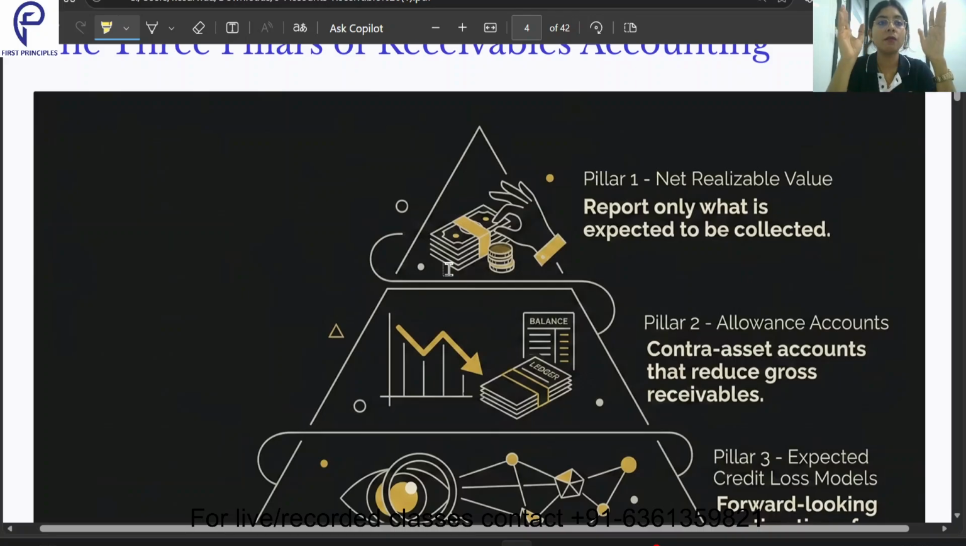For example, whenever we have an asset on our balance sheet, from the asset we reduce the accumulated depreciation and then we get the final book value of our asset. So the accumulated depreciation account is a contra asset account. Similarly, for accounts receivable, we reduce the allowance for credit losses account and we get the net accounts receivable. So the allowance for credit losses account is a contra asset account.